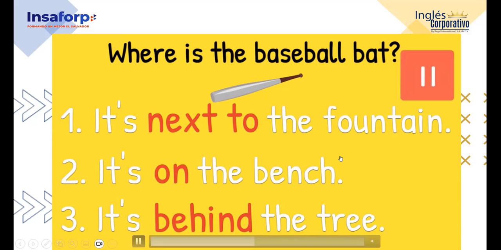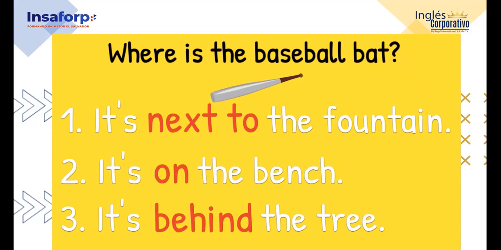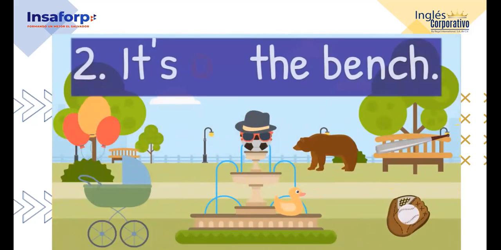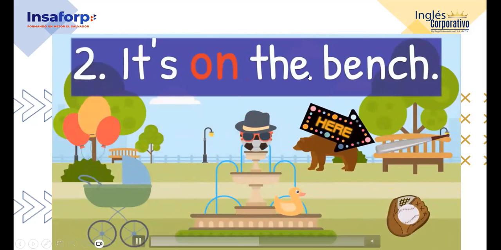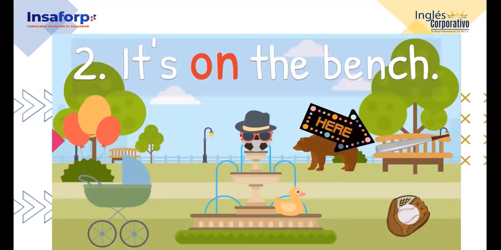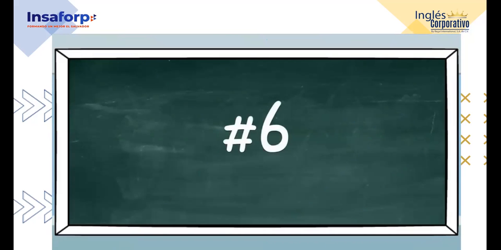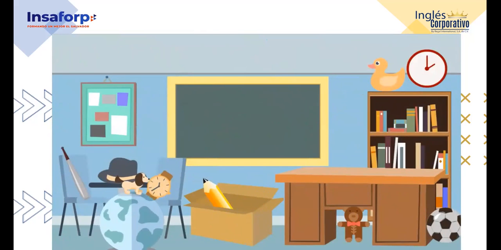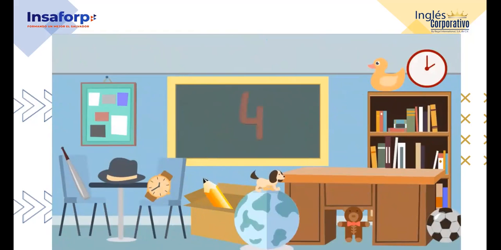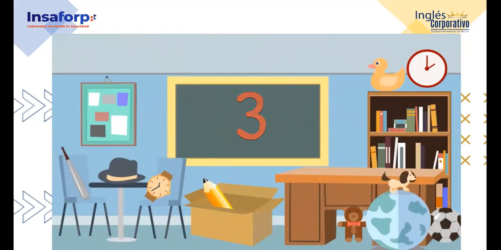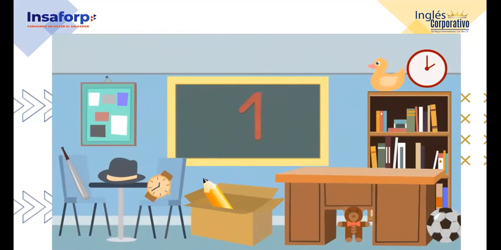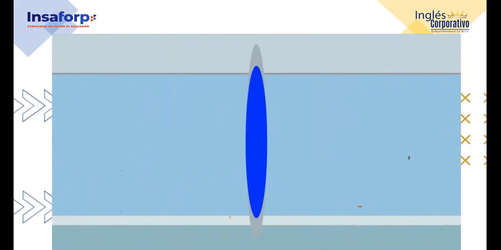Okay, let's see. What do we have? Let's see what's the answer. Yes, very good. There we have it. It's on the bench. Let's go with number six, okay? We're going to do one more and then we're going to continue. Don't worry. Okay, look at the picture. Miren la imagen muy cuidadosamente.